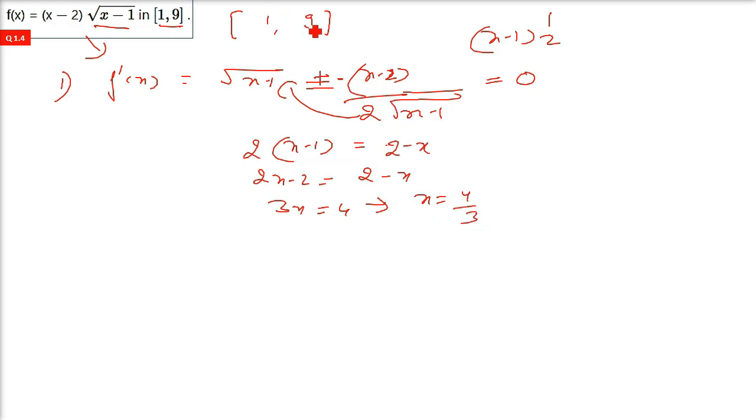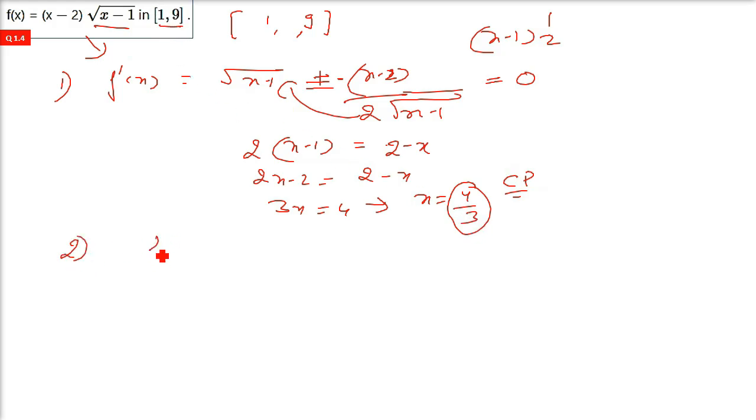Now this is a new number which is in between 1 and 9. We cannot take any value which is outside the limit, which is outside this 1 and 9. You can assume that 1 and 9 are the minimum and maximum for the critical point, so you have to take in between. We came to know that 4 by 3 is also one of the points which we need to check. So all the critical points include 1, 4 by 3 and 9.